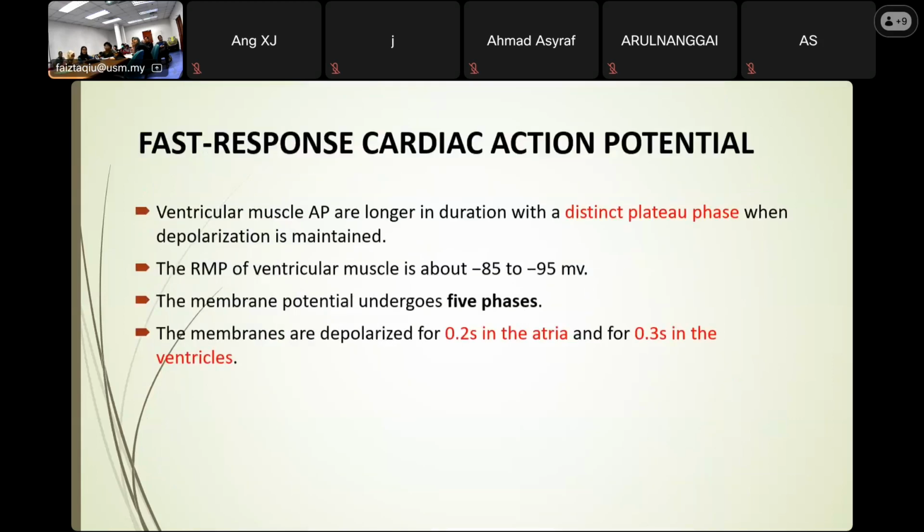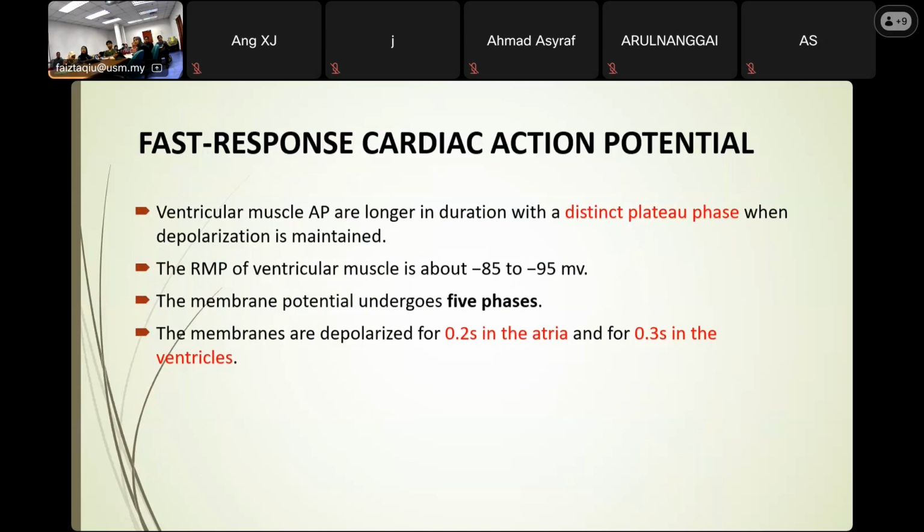So we move on to the fast response cardiac action potential, which is the ventricular muscle action potential. Now they are longer compared to the pacemaker ones, in that they have a distinct plateau phase when depolarization is maintained. Another difference is the RMP of ventricular muscle is about -85 to -95. Some say -90. All are acceptable. Another difference, the membrane potential undergoes 5 distinct phases in comparison to the pacemaker, which only has 3.